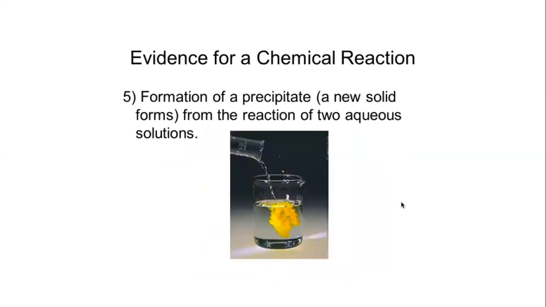We can also see the formation of a precipitate, which is a new solid that's formed from the reaction of two aqueous solutions. So remember, aqueous solutions are when we have compounds that are dissolved in water, and sometimes you might add two compounds that are dissolved in water together, and you can actually see a precipitate. In this example, the precipitate is this yellow cloud that you can see that actually separates from the water.